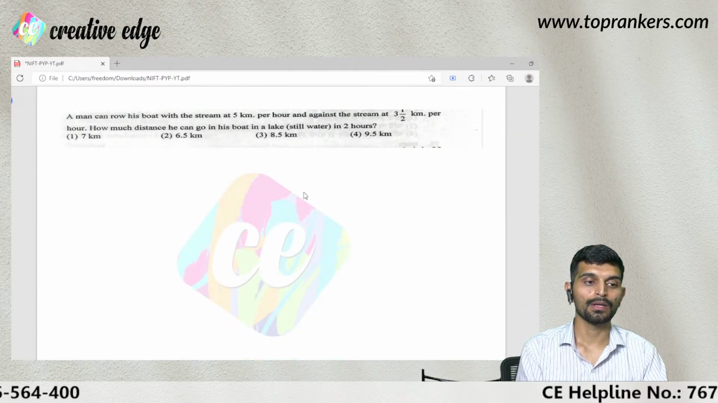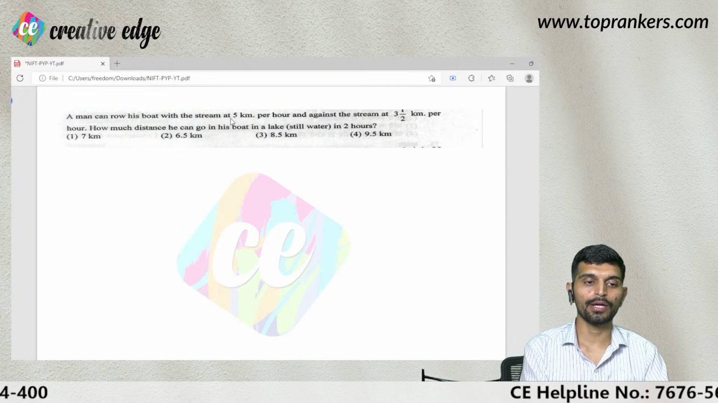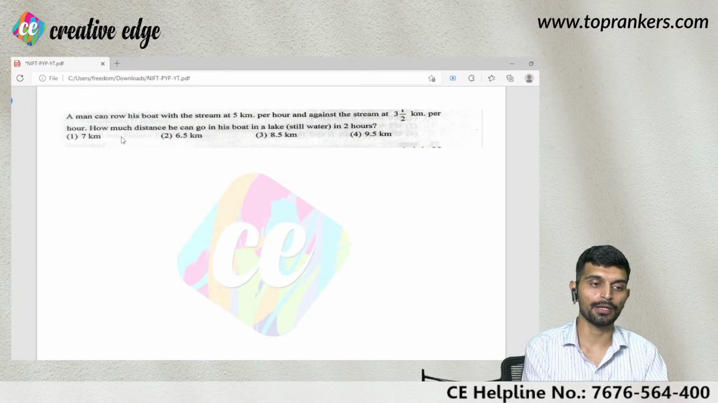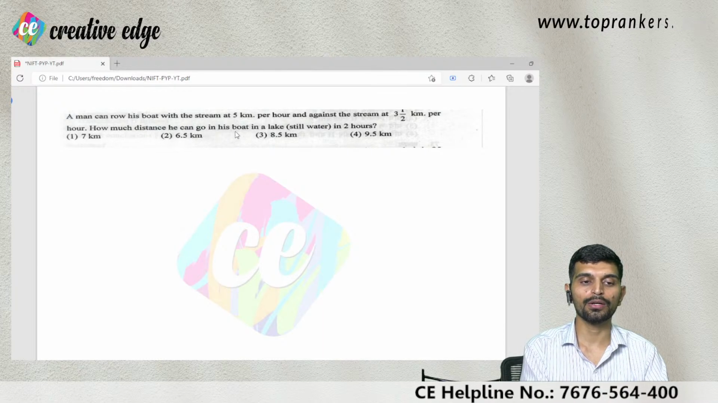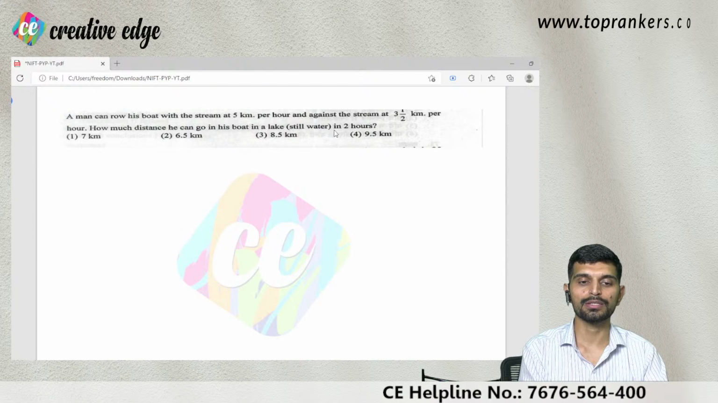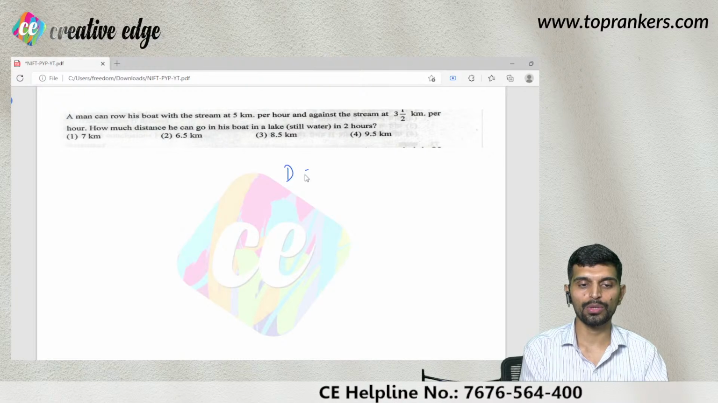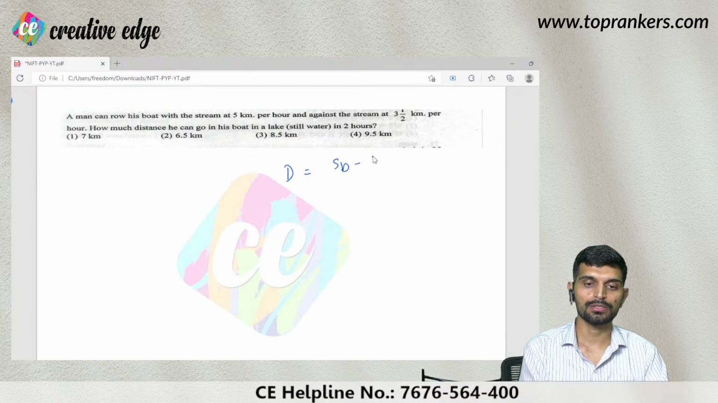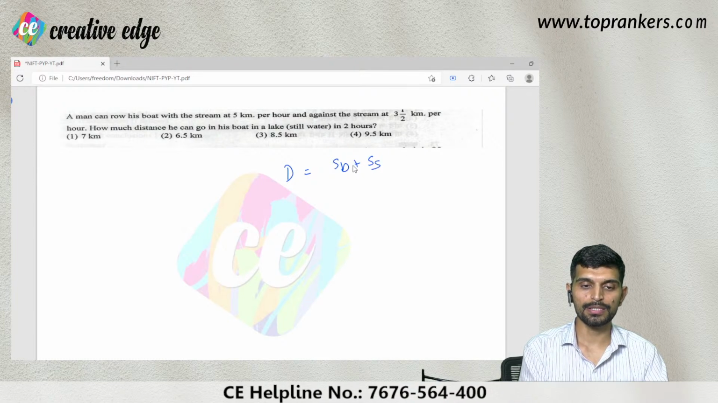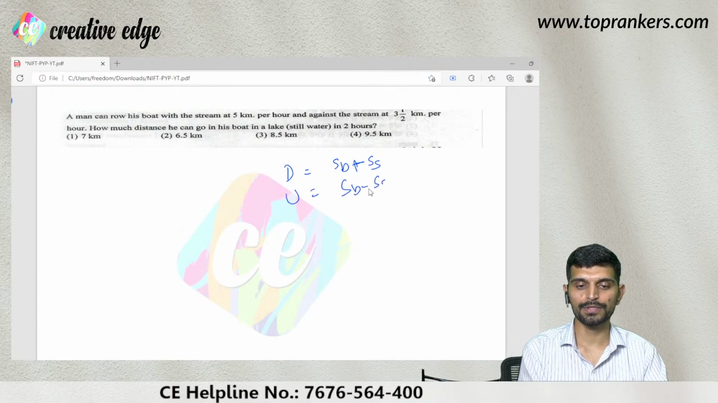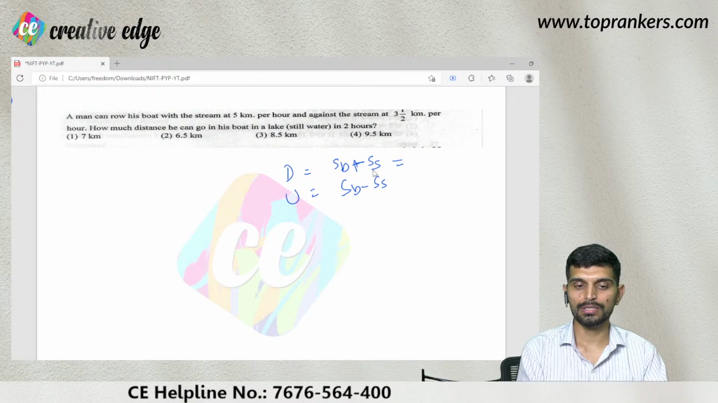Next, a man can row his boat with the stream at 5 kilometers per hour and against the stream at 3.5 kilometers per hour. How much distance can he go in his boat in a lake, still water, in 2 hours? Right? So upstream and downstream. Downstream is given to you as speed of boat plus speed of stream. This is downstream, and upstream is speed of boat minus speed of stream.